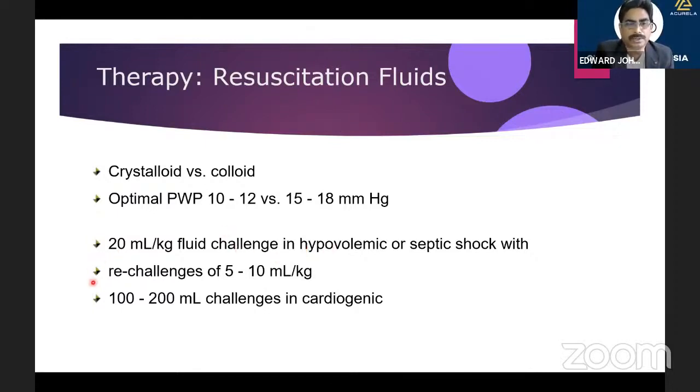Suppose there is no response, then you can go for 5 to 10 ml repeat challenges. In case of cardiogenic shock, we have to challenge with low volume, that is 100 to 200 ml.